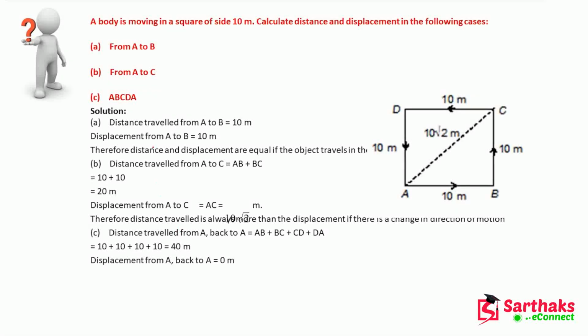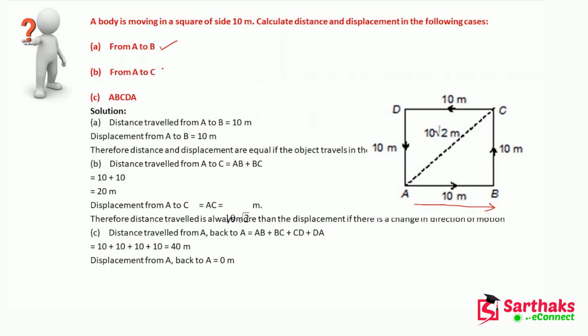Now, a body is moving in a square of side 10 meter. Calculate the distance and displacement in the following cases. From A to B. See the figure? A square having 10 meter side. A to B means this. So the distance traveled is 10 meter and the displacement from A to B is 10 meter, because this is the shortest path.